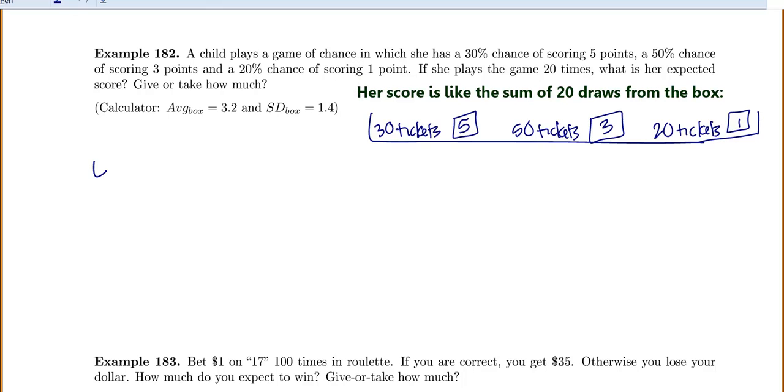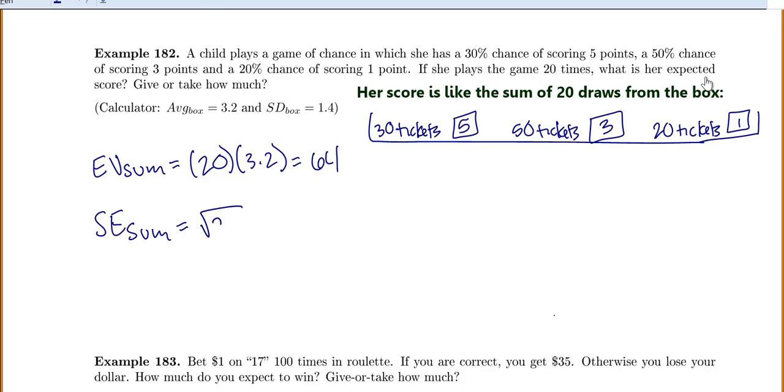Now that we've done all that, let's find our expected value and standard error for the sum. The expected value is the number of draws, 20, times the average of the box, which is 3.2. So this gives us 64. The standard error of the sum is equal to the square root of your number of draws times the standard deviation of the box, which is 1.4. So this gives me 6.26.